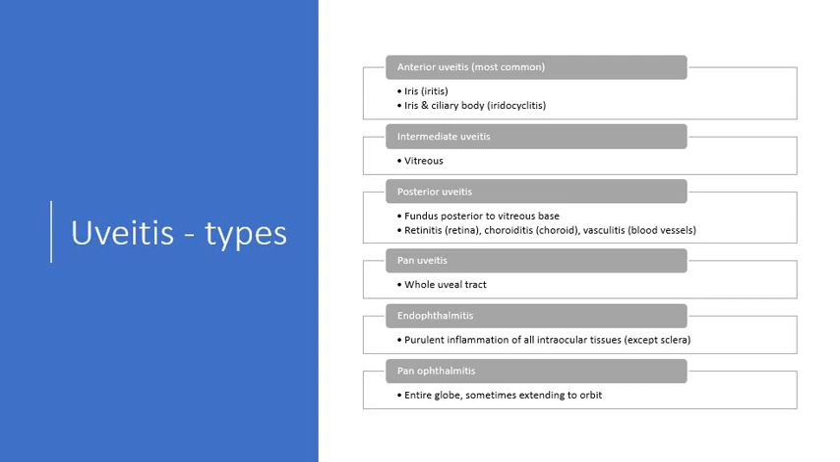And then the last category is panophthalmitis, and this is where the entire globe is affected, so as opposed to endophthalmitis, the panophthalmitis will also affect the sclera, and sometimes in addition to that it can extend to the entire orbit. As I said to you before, the most common uveitis is the anterior uveitis and iritis specifically, but you will come across some of these others too.